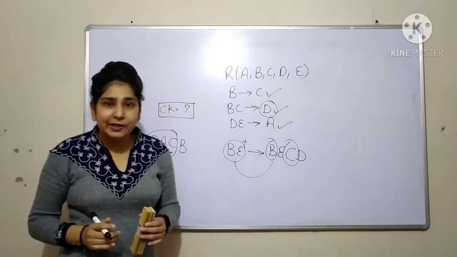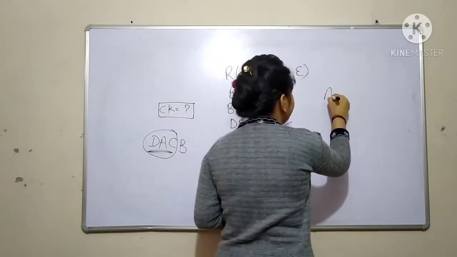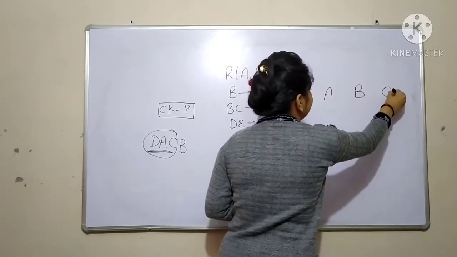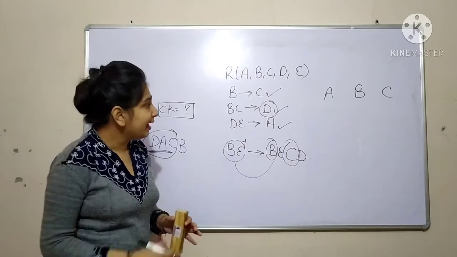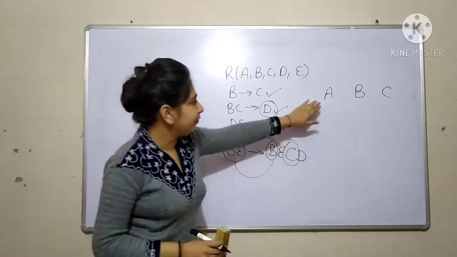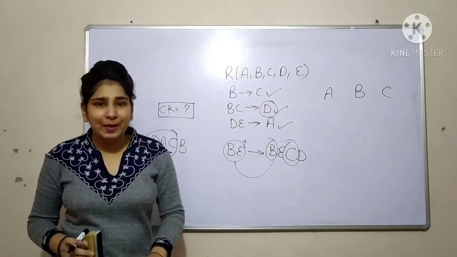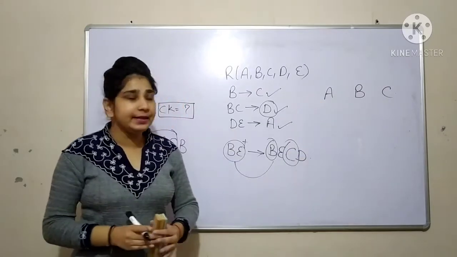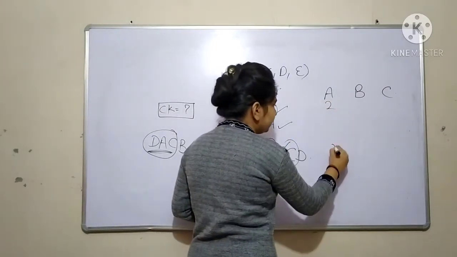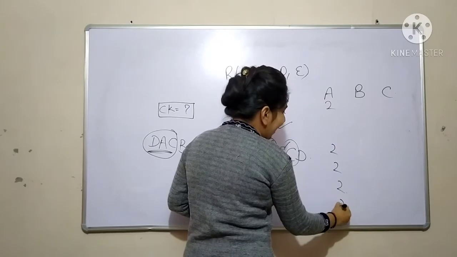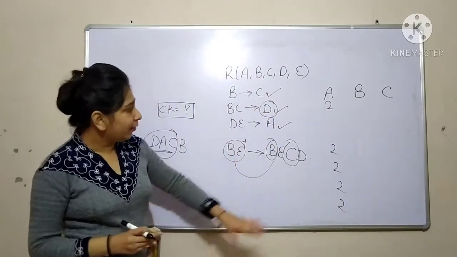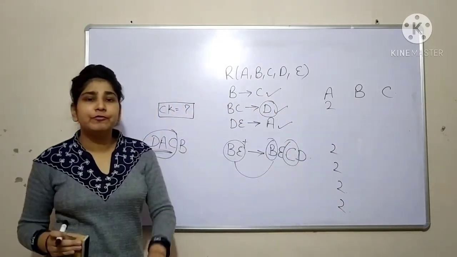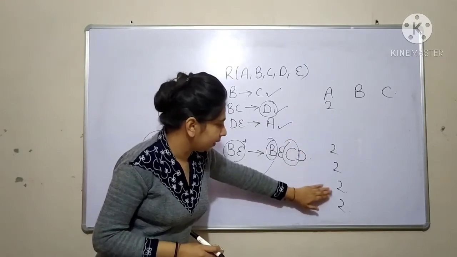Okay, let's suppose I have three attributes A, B and C. And I have at 5 places the value of A as 2. Let's suppose this way. At 5 places we have 5, 2.